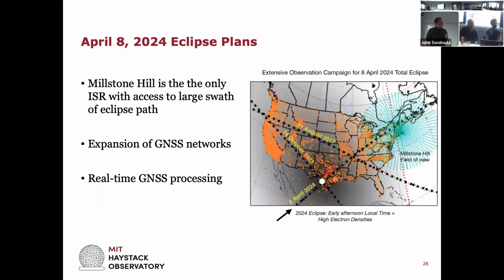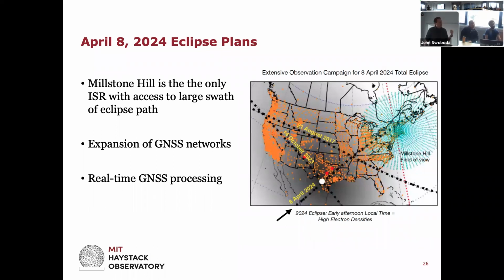We're going to be doing an expansion of the GNSS network. We already have GNSS receivers from throughout the US, as you saw before, making that big, large image. But you do sometimes want to take more and more, to fill in gaps that are there.